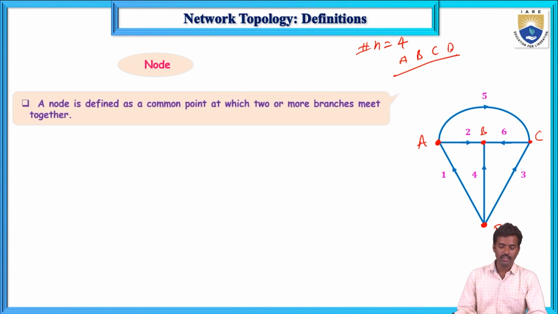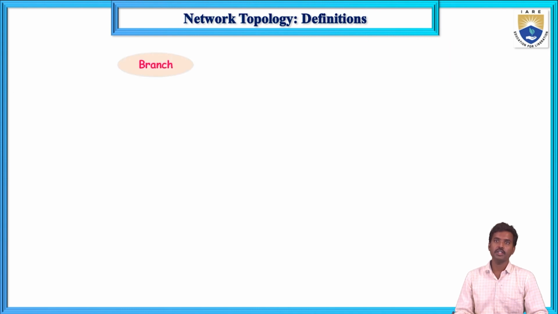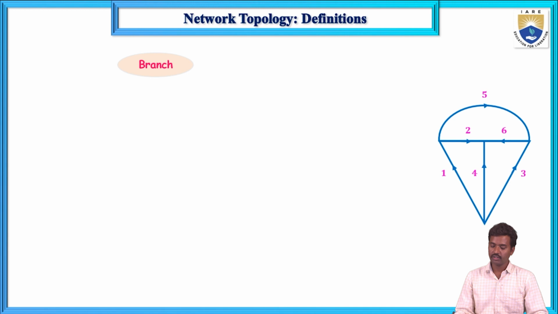Now see the definition. A node is defined as a common point at which two or more branches meet together. That means two or more branches connected to one point is known as a node. This is the definition for node. Next, the branch definition. Here these are the branches 1, 2, 3, 4, 5, 6.